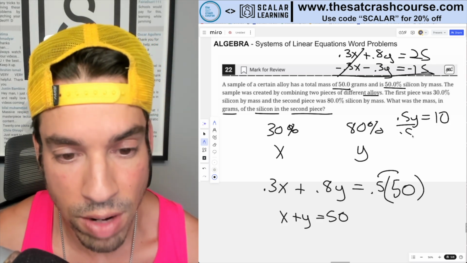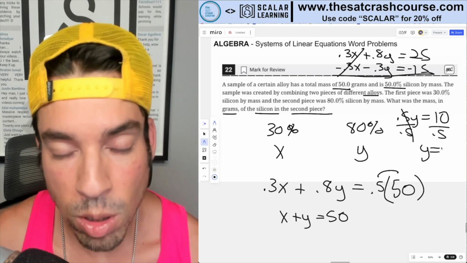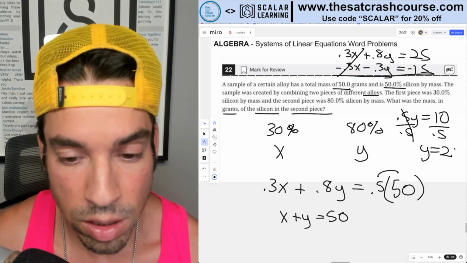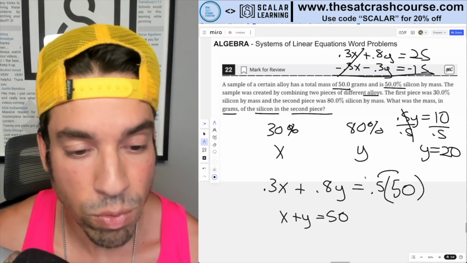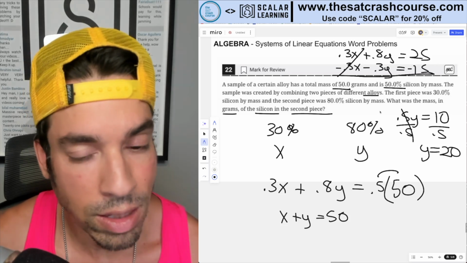Last but not least, we're going to divide by a half, and we get y. Dividing by 0.5 is like multiplying by 2. 10 times 2 is 20. So that's the mass of y. So you might think, hey, there's my answer. I'm done. No worries. But that's really not what they're asking.